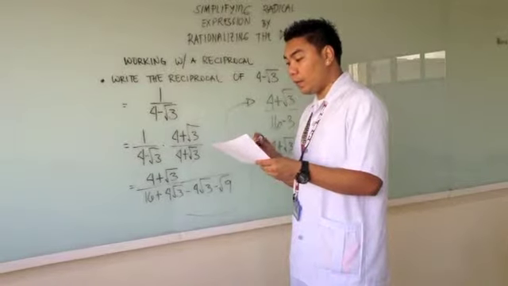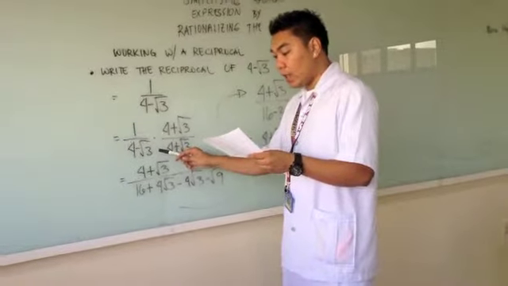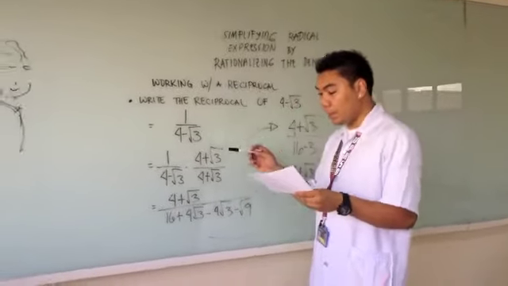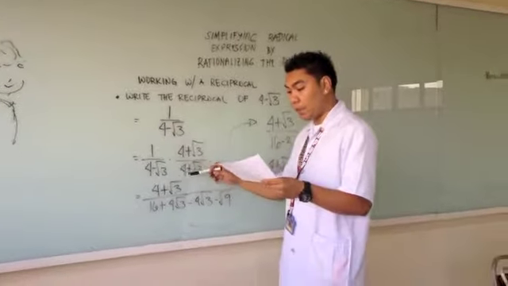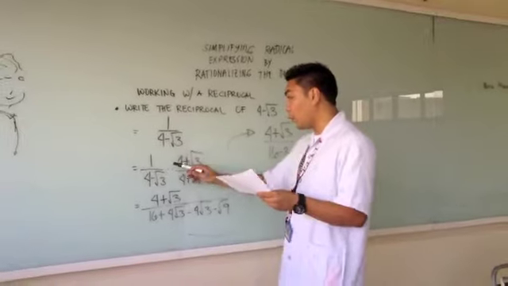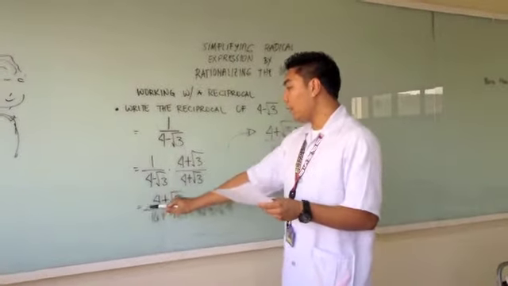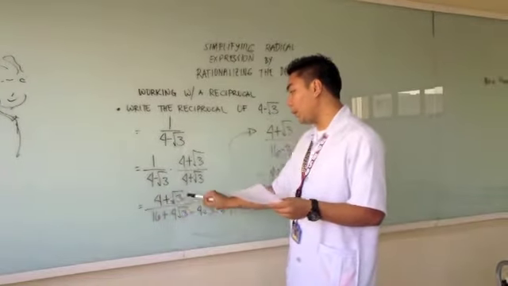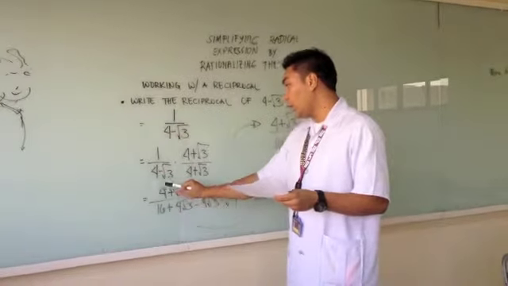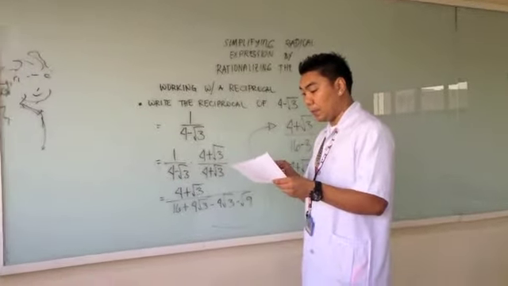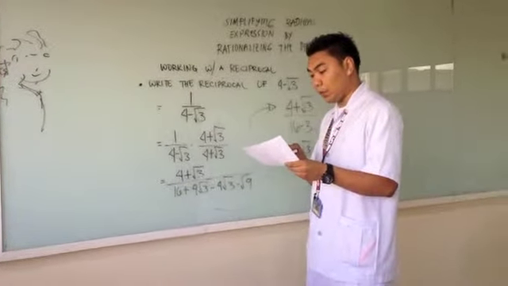Then, since now we have a radical in the denominator, we must rationalize the denominator. Multiply the top and the bottom by the conjugate of the denominator, which is 4 plus square root of 3. Here's the answer, 4 plus square root of 3, and you will have to FOIL this, right? Multiply the denominator in this problem by using the distribute method or FOIL.